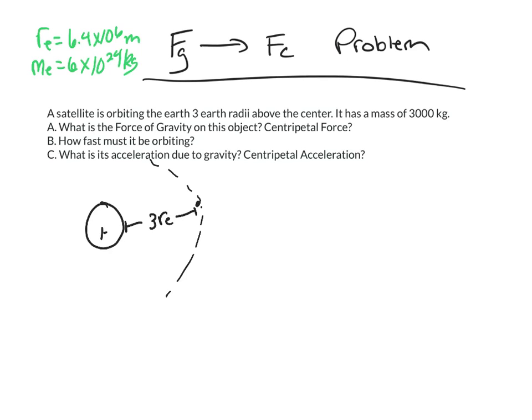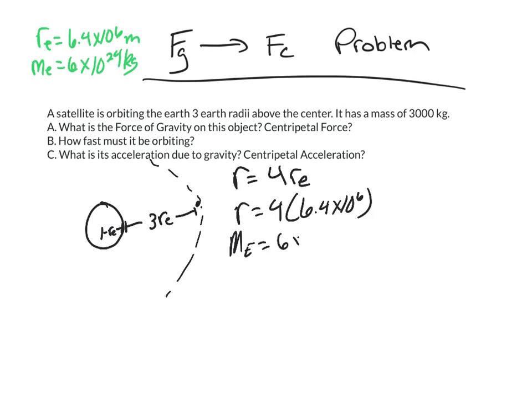But you have to go to the center of the Earth to get the force of gravity correct. So really, our R is equal to 4 Earth radii, or R is equal to 4 times 6.4 times 10 to the 6th. Now, our mass of the Earth would be 6 times 10 to the 24th, and our mass of the satellite would be 3,000.